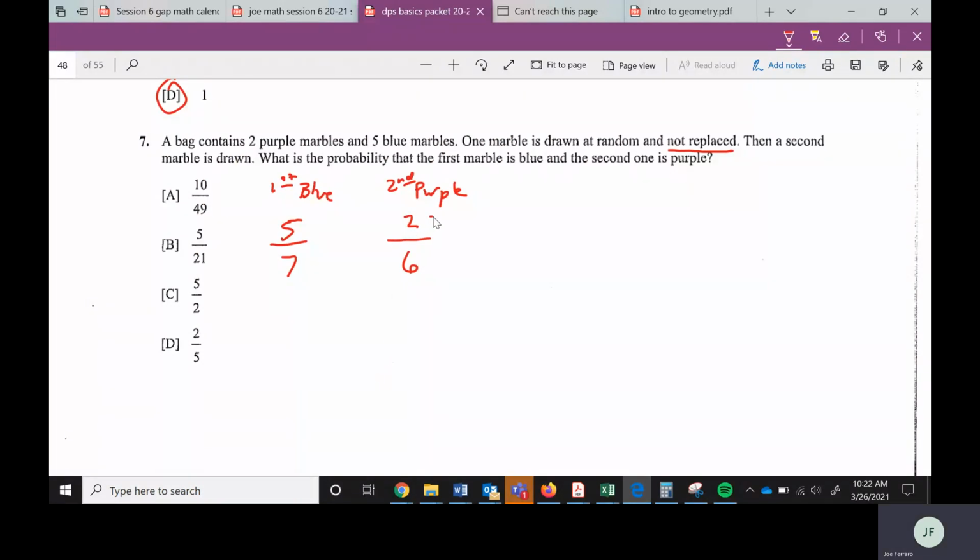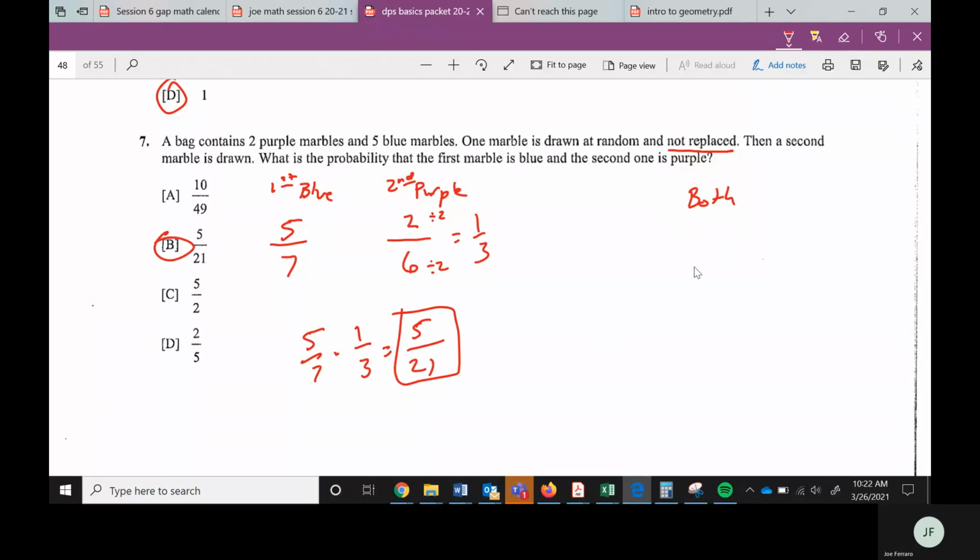Now I'm going to reduce this before we do any math. 2 goes into both. So that equals 1/3. Now to find the probability that we get both of these things to happen, we multiply them. So 5/7 times 1/3. 5 times 1 is 5. 7 times 3 is 21. That's our answer.